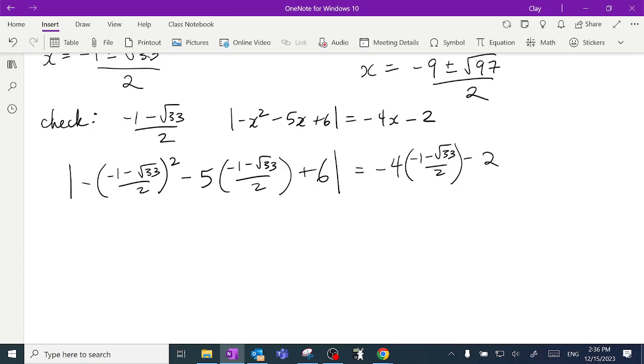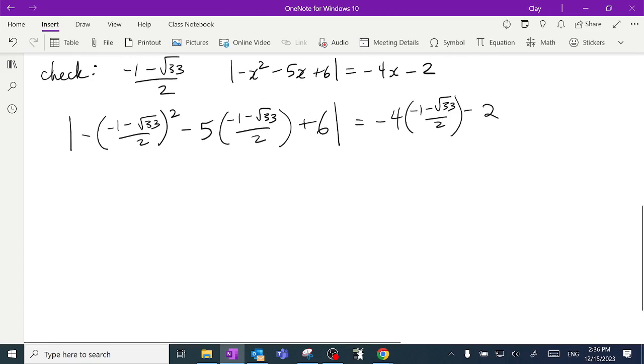Well, I gotta tell you, I can't tell just by looking at it whether the left and right sides look the same or different. So I actually have to play with it. So I have the absolute value. What happens when you square this thing? I treat it like a binomial. So it's the square of negative 1, which is 1, the square of negative root 33, which is 33. And then remember in the middle, when you square a binomial, you multiply the two terms together and double it. So you'd have a negative times a negative, which is a positive, doubled. So it'd be plus 2 root 33.